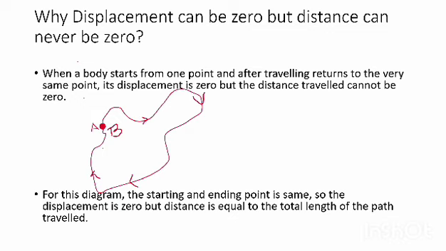So I cannot say the distance covered by you is zero, but I can definitely say that your displacement is zero, because the last time I saw you, I saw you in the very same point where I'm finding you currently. So it clearly depicts that distance cannot be zero, but displacement can definitely be zero. For this diagram, the starting and ending point is the same, so the displacement is zero, but distance is equal to the total length of the path traveled.